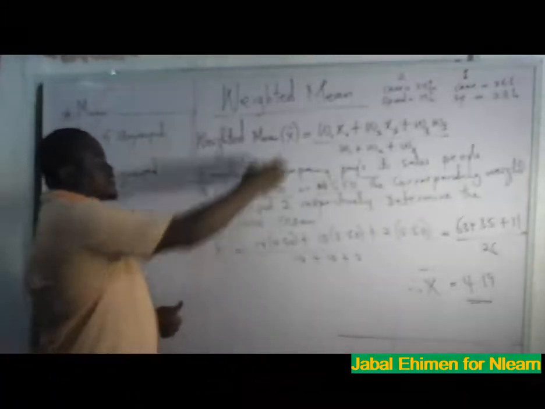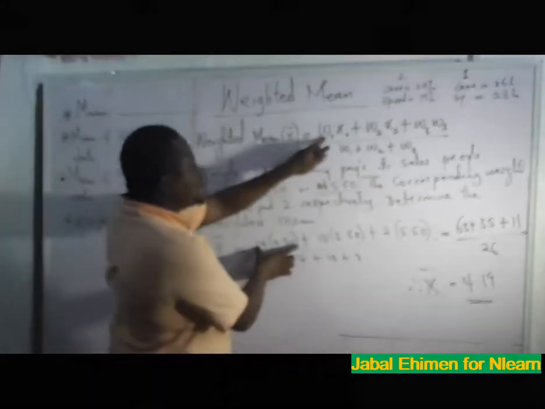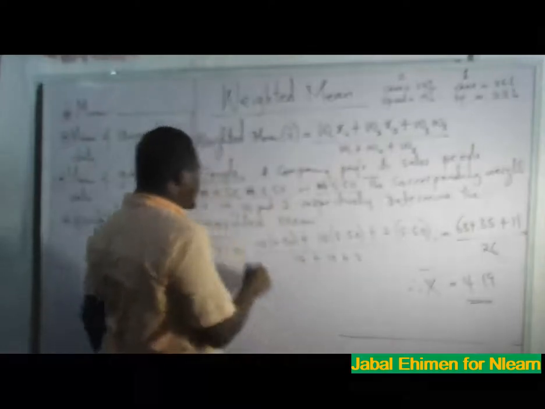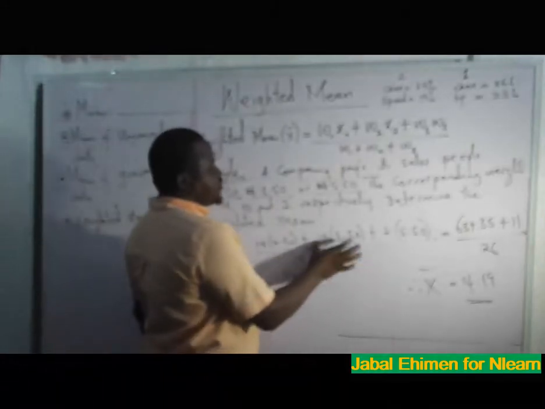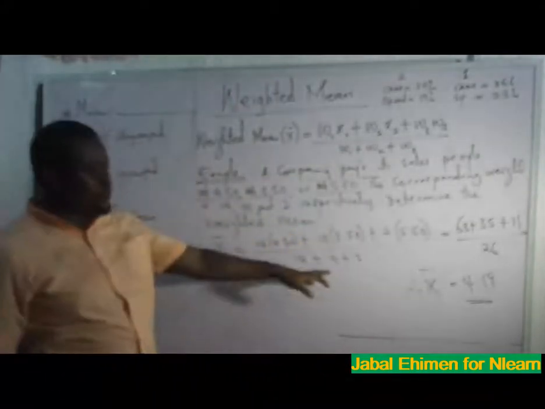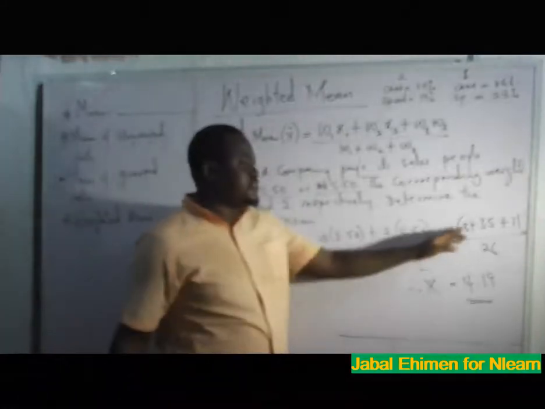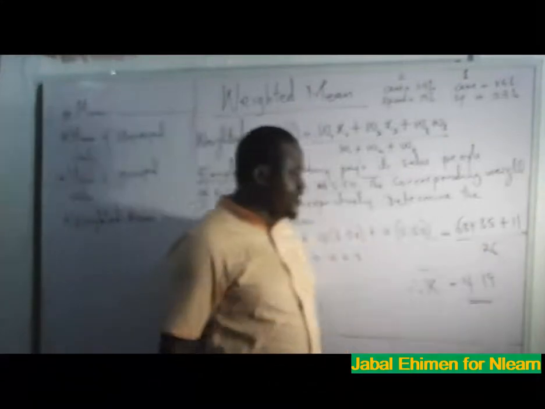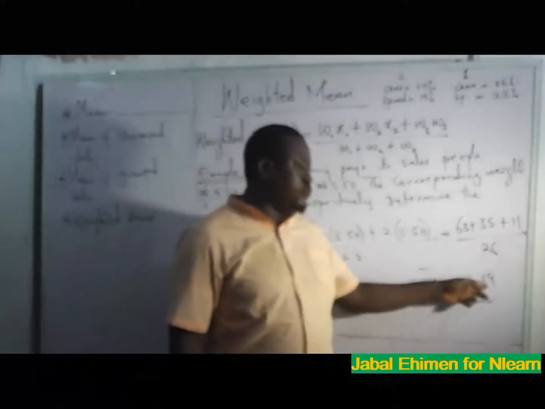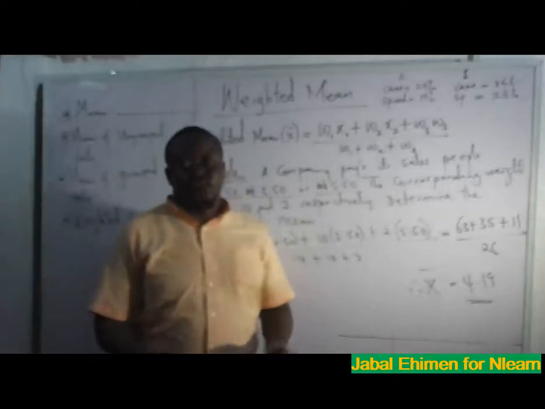So the weighted mean, applying this formula, the first one is 4.5 times 14. So you have the weight and the corresponding data, plus weight and corresponding data, W standing for weight, divided by 14 plus 10 plus 2. 14 plus 10 plus 2 is the sum of the weights. So that will give us 63 plus 35 plus 11 divided by 26. By the time you do this, you observe that the weighted mean for this value is 4.19. So that is the weighted mean.